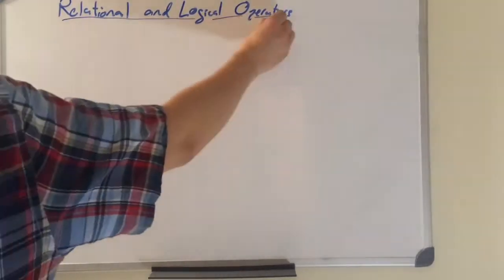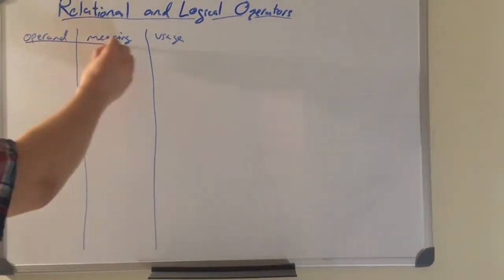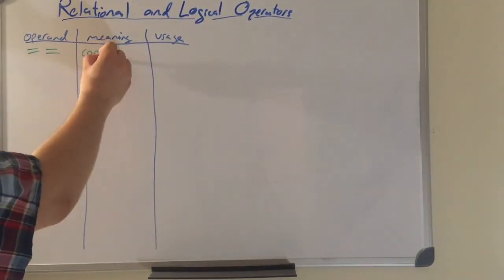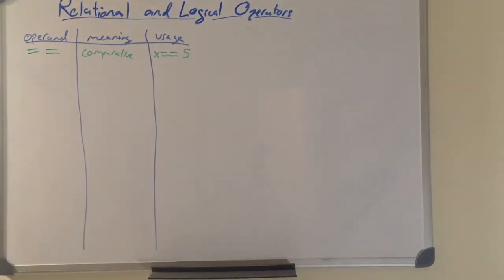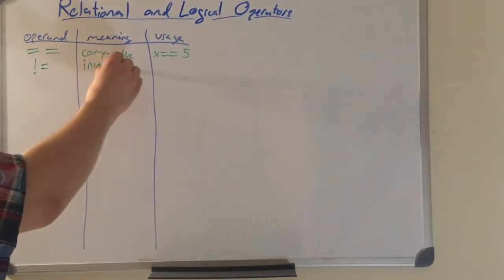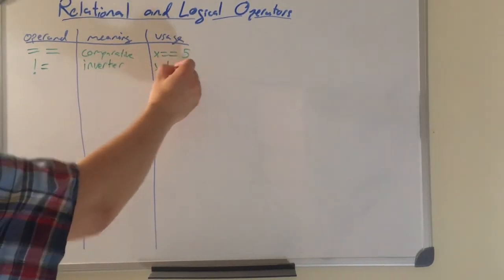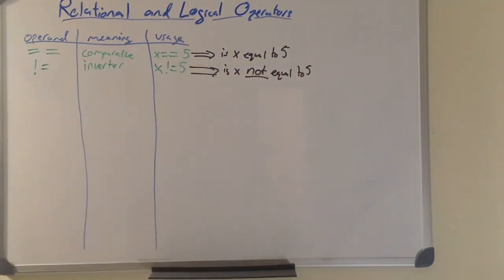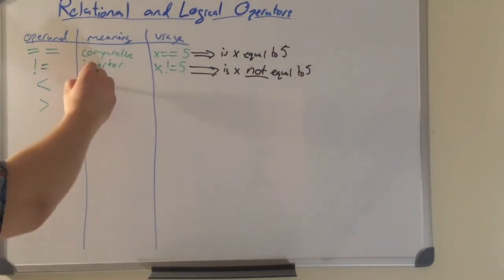Next, let's talk about relational and logical operators. Like we said before, == will check if the left side of the operator is equal to the right and will return true if they are indeed equal. Exclamation equals, !=, is called an inverter, which will return true if the left side of the operator is not equal to the right. Another couple of operators are less than or greater than, which are pretty straightforward.